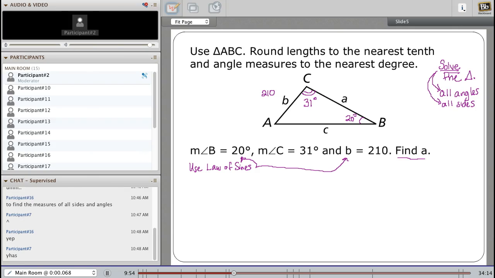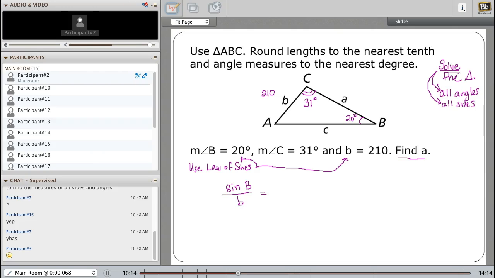Okay. Now we have to remember the law of sines. Now, like I said, the law of sines is easier. So what I would recommend is to start with the angle and the side that you know. So we know angle B and side B. So I definitely want to put sine B over B in my equation.